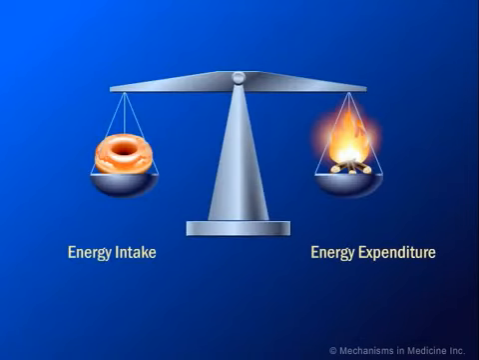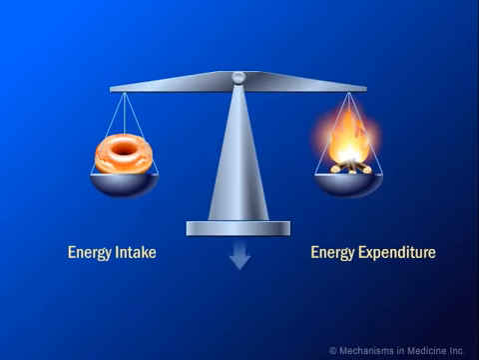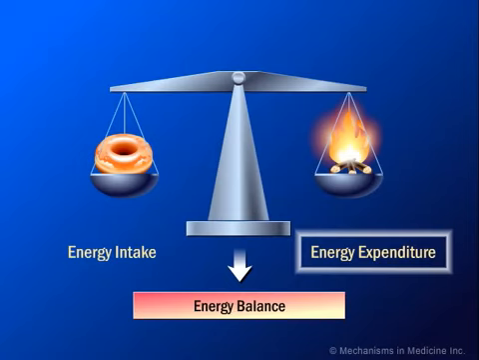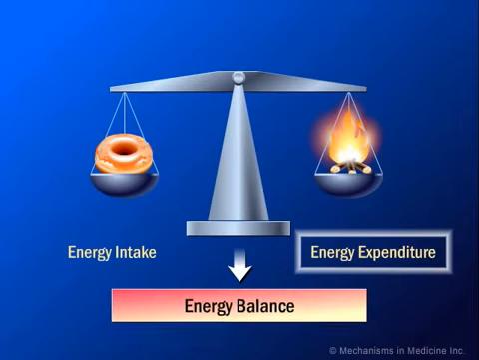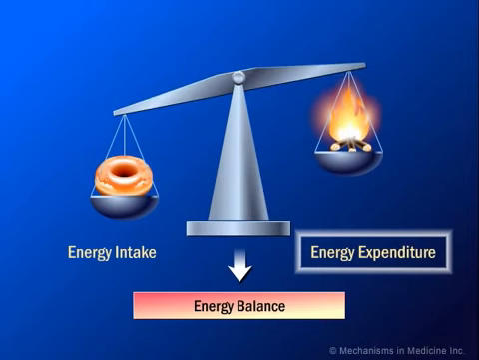In humans, there is a fine balance between energy intake and energy expenditure. Energy intake is in the form of food, and energy expenditure is in the form of the basal metabolic rate and physical activity. The difference between energy intake and energy expenditure is the net energy balance. If intake exceeds expenditure, then a net positive energy balance occurs.